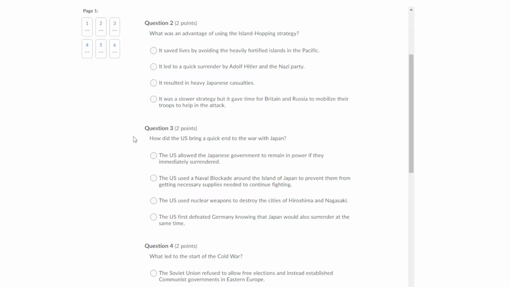Question number 3. How did the U.S. bring a quick end to the war with Japan? The U.S. allowed the Japanese government to remain in power if they immediately surrendered. The U.S. used a naval blockade around the island of Japan to prevent them from getting necessary supplies needed to continue fighting. The U.S. used nuclear weapons to destroy the cities of Hiroshima and Nagasaki. Or, the U.S. first defeated Germany, knowing that Japan would also surrender at the same time.